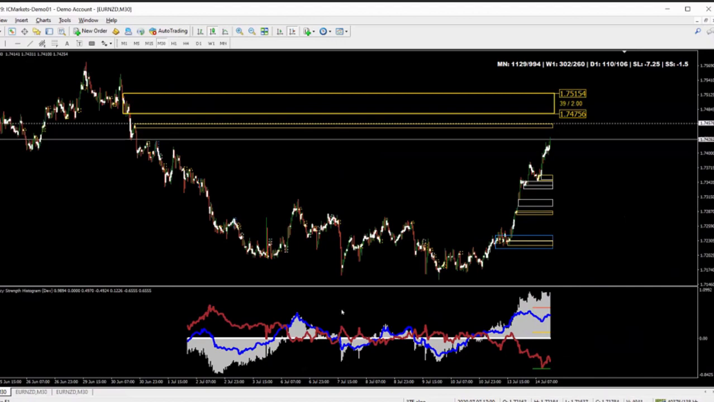For those of you who are interested in currency strength software, there are loads of free ones all over. Just have a look on Google and see if you can find one. There are a lot of different ones that are free. This is one I've just written myself, and I like to use it, but there are loads of free ones available out there. You don't have to spend money on it.